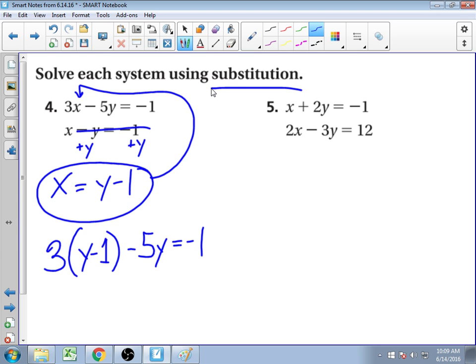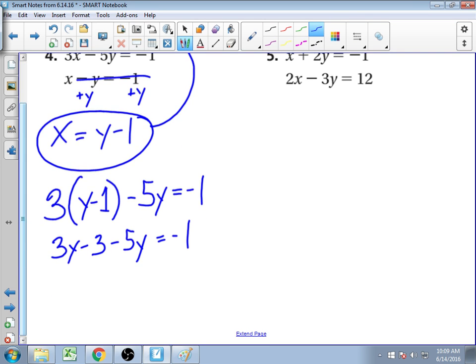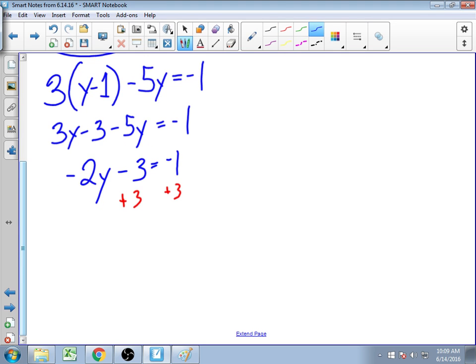I distribute to start simplifying. 3y minus 3 minus 5y equals negative 1. I combine my like terms, so 3y minus 5y gets me negative 2y. I still have that minus 3. I'm going to add 3 to both sides to combine those constants. I get negative 2y equals 2.